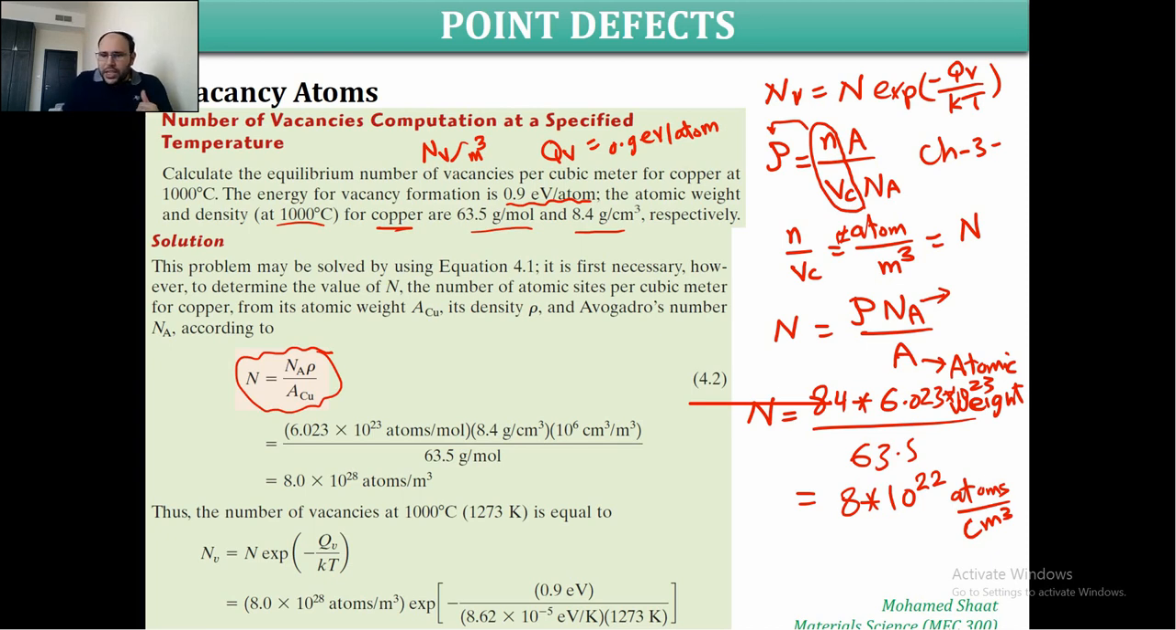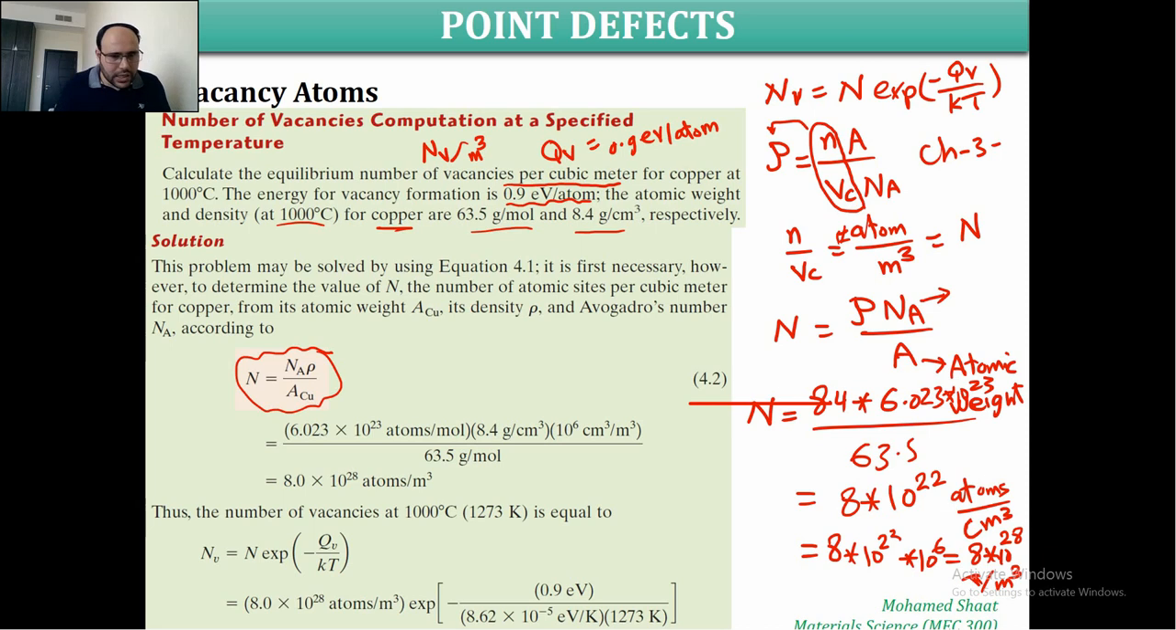But remember that we needed it per cubic meter. So I should convert the centimeter cube into meter cube. How can we convert? You need to multiply this number times 10 to the power 6 to convert from centimeter cube to meter cube. So this gives us 8 times 10 to the power 22 times 10 to the power 6, which is 8 times 10 to the power 28 atoms per meter cube. So in 1 meter cube of this material, there should be 8 times 10 to the power 28 atoms.